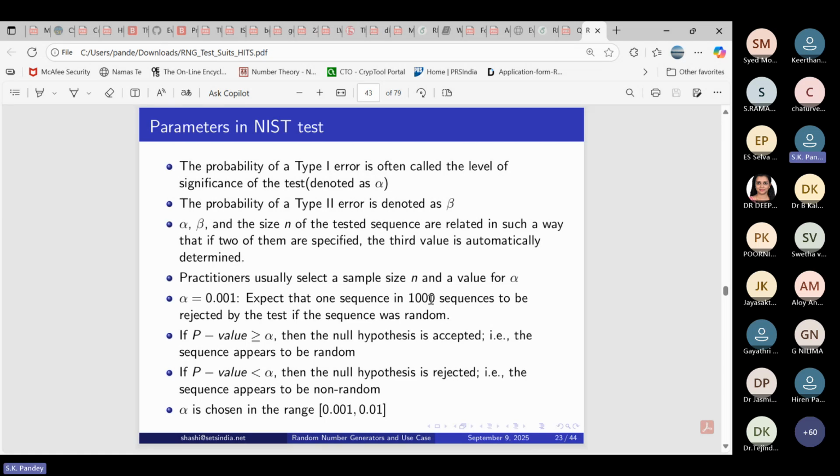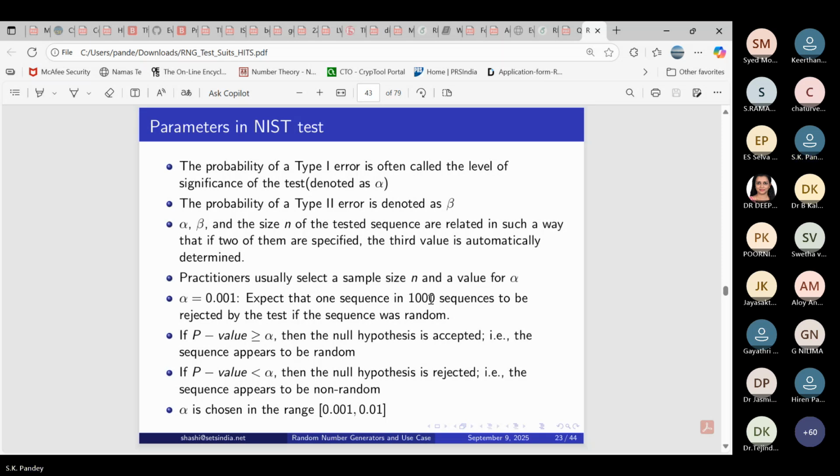So the ultimate objective is how I find out the probability of type 1 error. Whatever the error is, this error probability should come out to be very low. If the error probability comes out to be very low, then my test is robust.